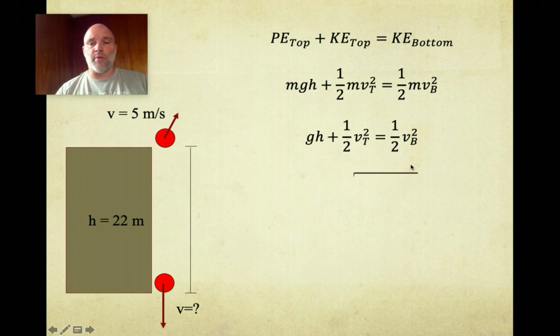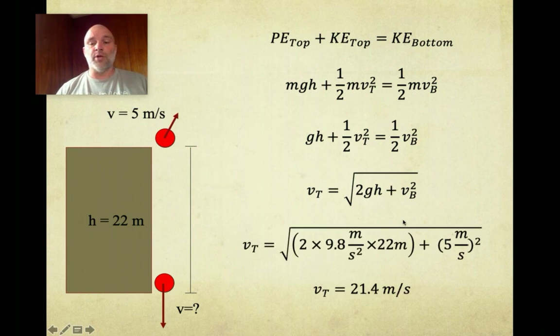And of course, we'll do some algebra. We're going to rearrange that. All we need to do is multiply both sides by 2. I left the 2 here with the gh, and when we multiply this term by 2, the 1/2 goes away, and then of course we take the square root of both sides. If we plug in some numbers, we find out it's going only a little bit faster than we found in the prior example. It's now going 21.4 meters per second.